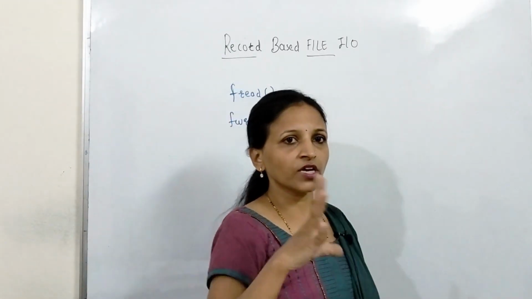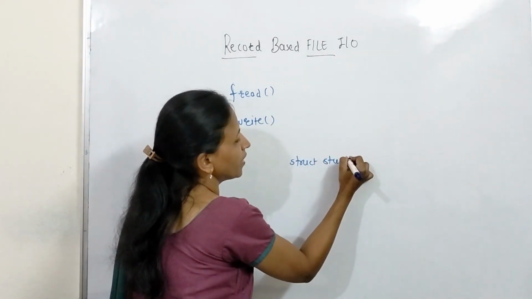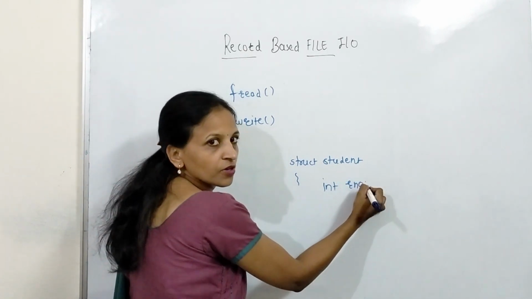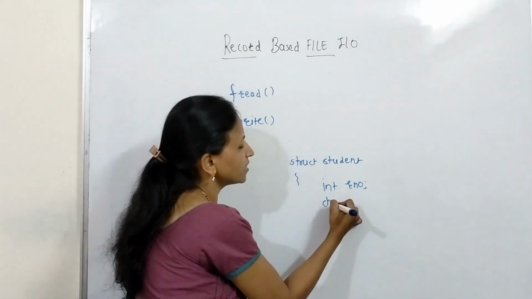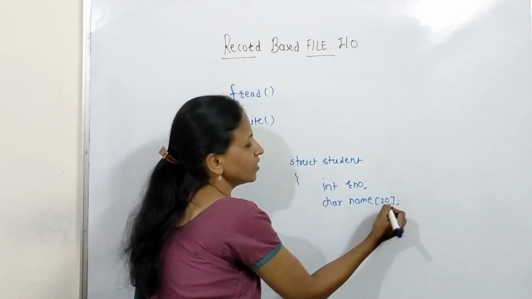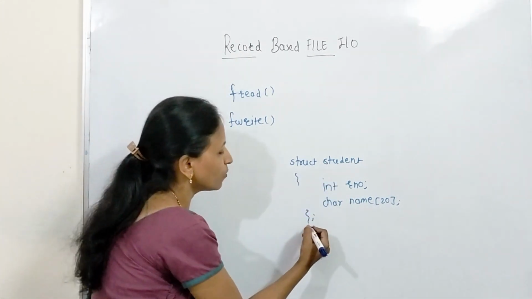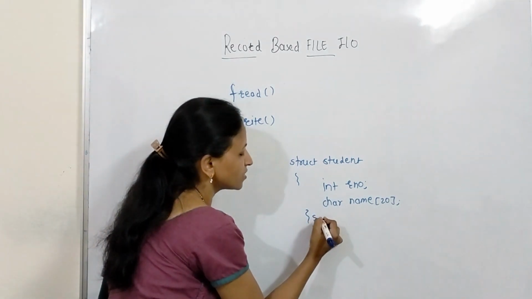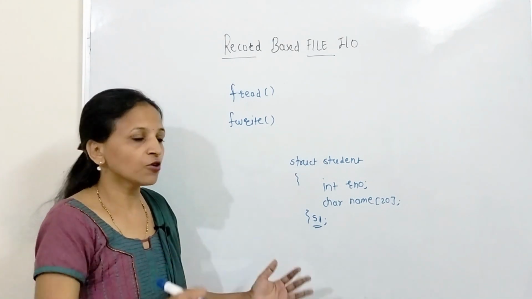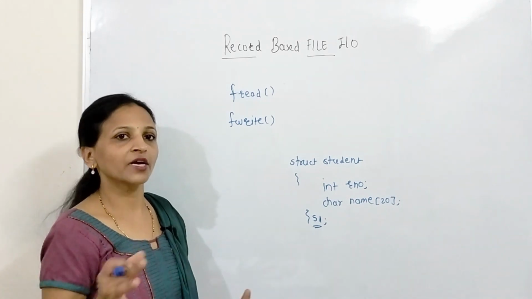A record is nothing but, you can consider, one struct student. Then student has a roll number, let's say integer rno, then student has a name, a character array, like char name[20]. In this way, a student may have information with it. One variable of this structure struct student, let it be s1, that is nothing but one record, you can say. You can again create an array of this student structure, that is nothing but a collection of multiple records.